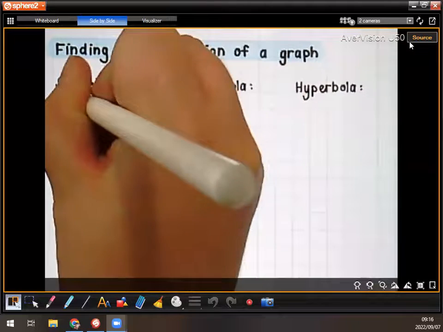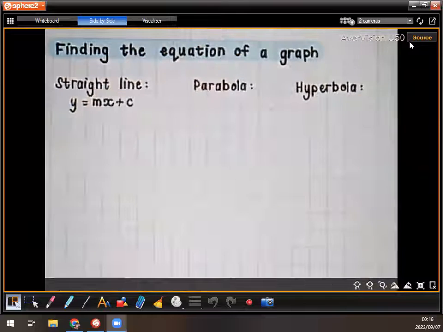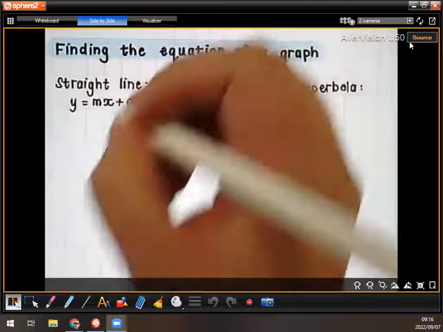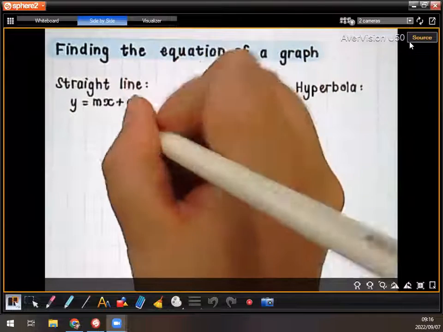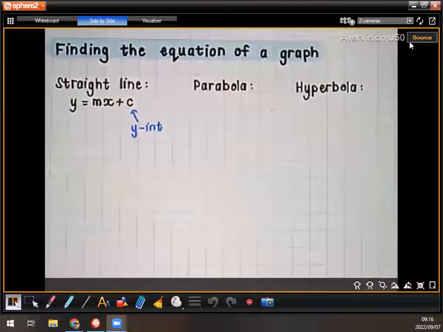Right, a straight line, we know that that is y equals mx plus c, right? What is c, or what does c represent? The y-intercept. So guys, if they give you the graph of a straight line, and the y-intercept is shown on that graph, then you need to know that that is your c value.